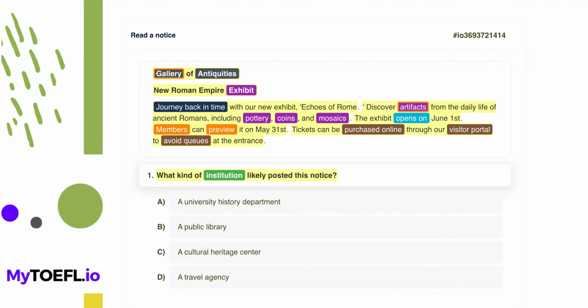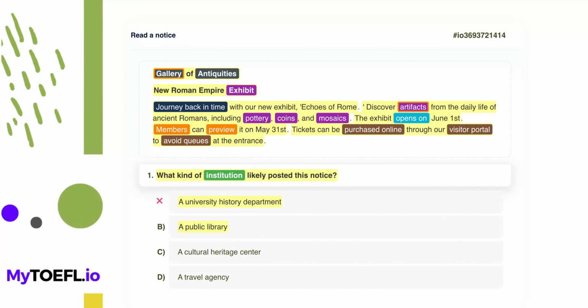Let's take a closer look at option A, a university history department. Option A suggests an educational department at a university. While universities do study history, the notice calls itself a gallery and invites members and the public to an exhibit of artifacts. A university department usually focuses on classes and research, rather than public exhibitions of this nature. Therefore, this is incorrect.